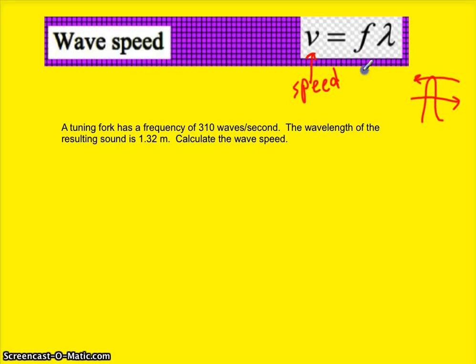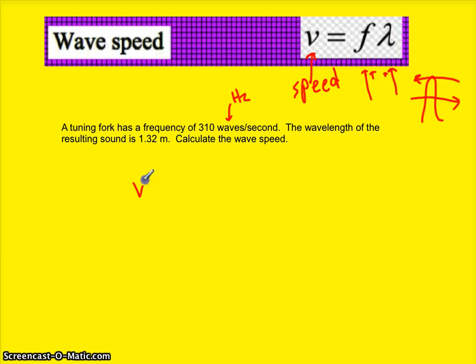Now keep in mind, if you have a big frequency, you're going to have a little wavelength, and vice versa. If you have a little frequency, you're going to have a big wavelength. So you're often going to find things like this. Here you have a big number for frequency. A tuning fork has a frequency of 310 waves per second. And you have a small number for the wavelength, 1.32. So that's going to happen in almost every calculation you have. You're usually not going to have these incredibly large numbers. You're going to have one large and one small. Now, you're probably going to find out when you take this course in high school that waves per second is going to be in something called hertz. We just won't have that in this class, though. You'll get that later on.